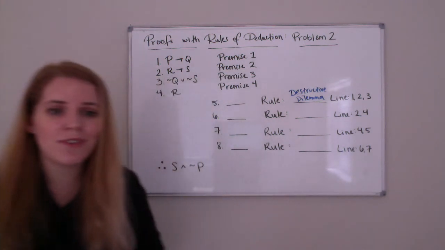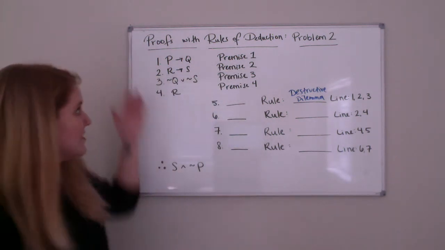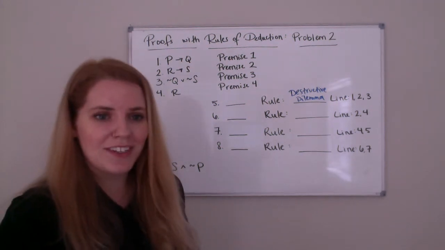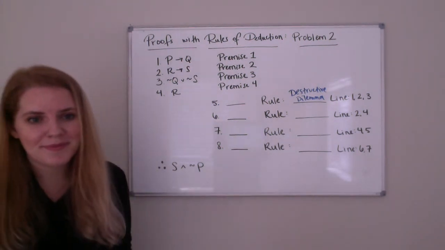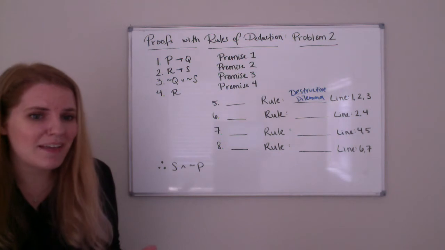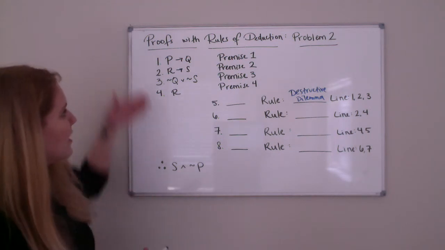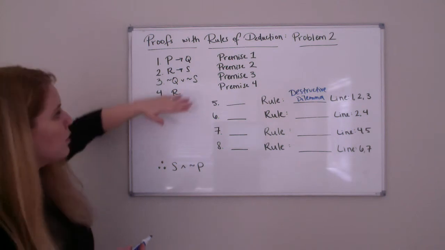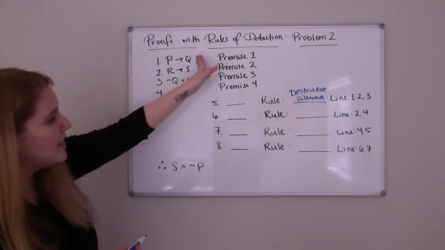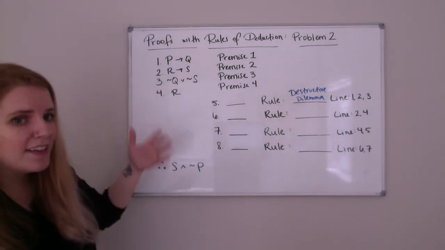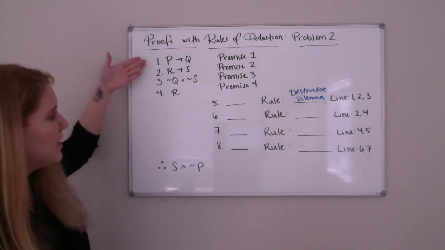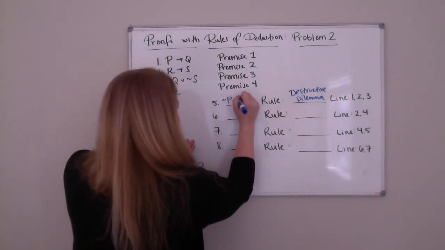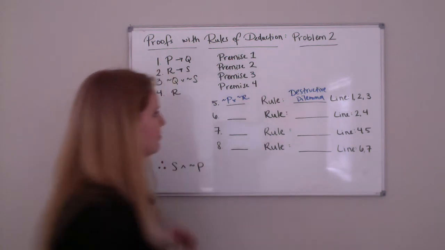Okay, so using destructive dilemma with these 3 premises, what is the claim that we can derive? With destructive dilemma, remember we have 2 conditionals and then we have a disjunction where both disjuncts are the negated consequents, which means that we can infer a disjunction with the negated antecedents. So here we can have not P or not R.